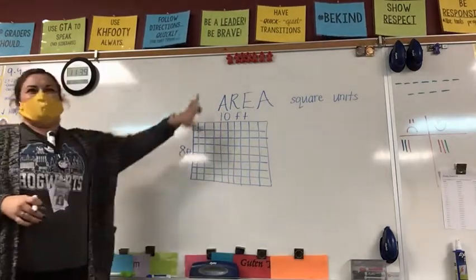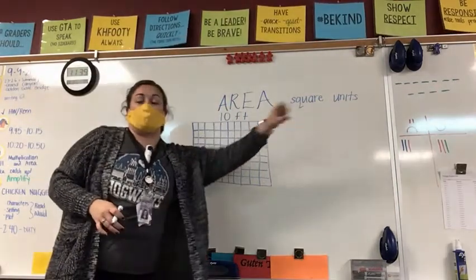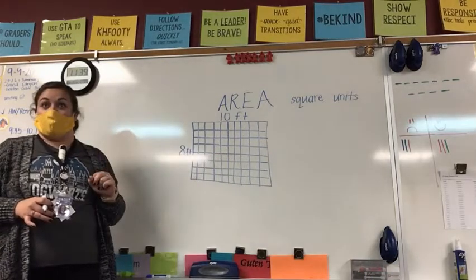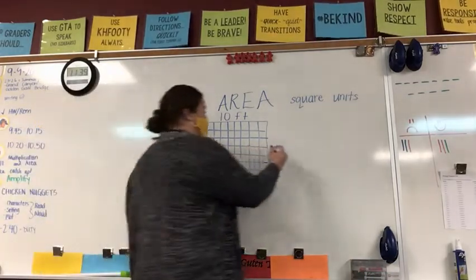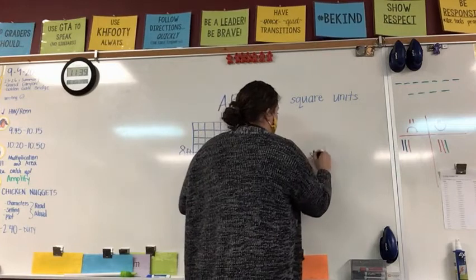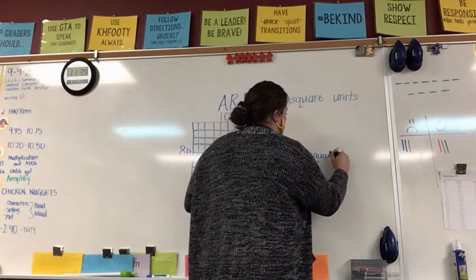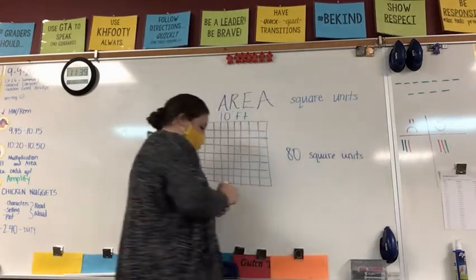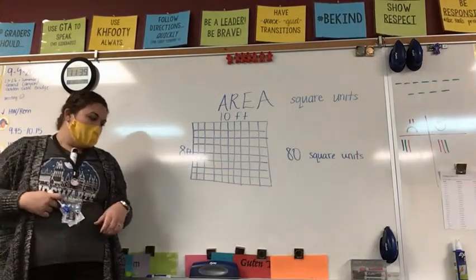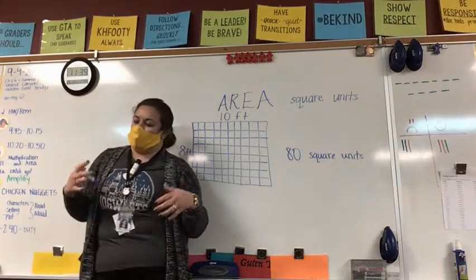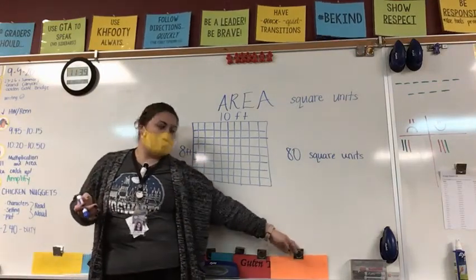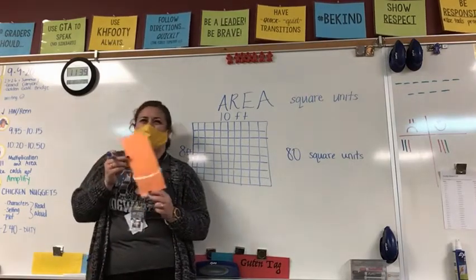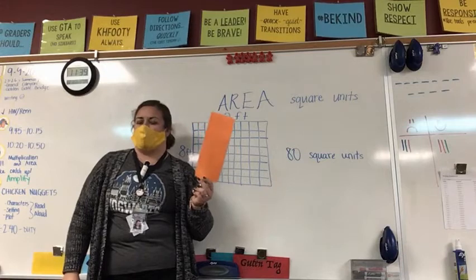So what would the area in square units be? What would the area of this shape be? 80 square units. It would be 80 square units. So if I asked you, like, hey friends, I've got this shape, like my piece of paper. Let's say I'm talking about this piece of paper. And I asked you, could somebody tell me the area of this shape?